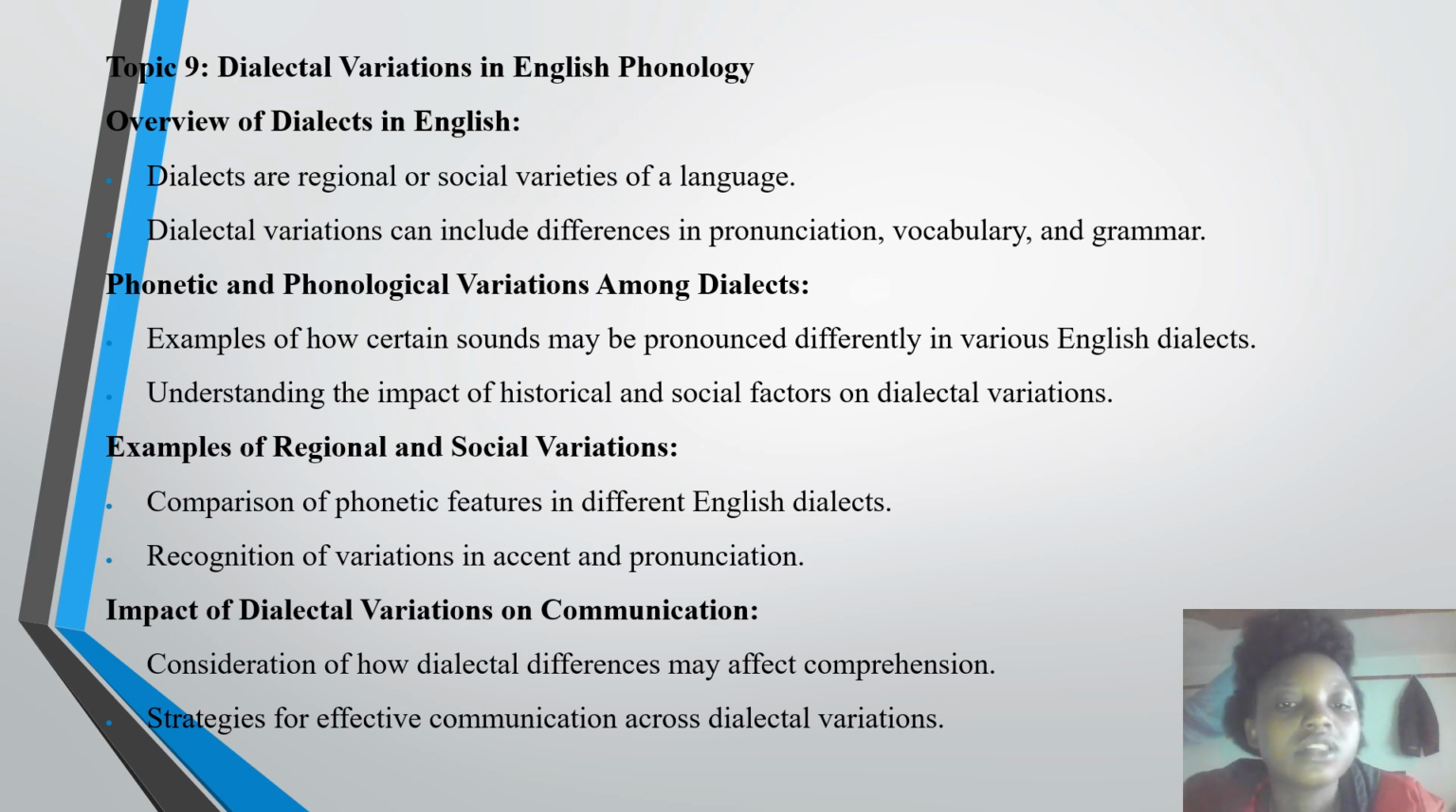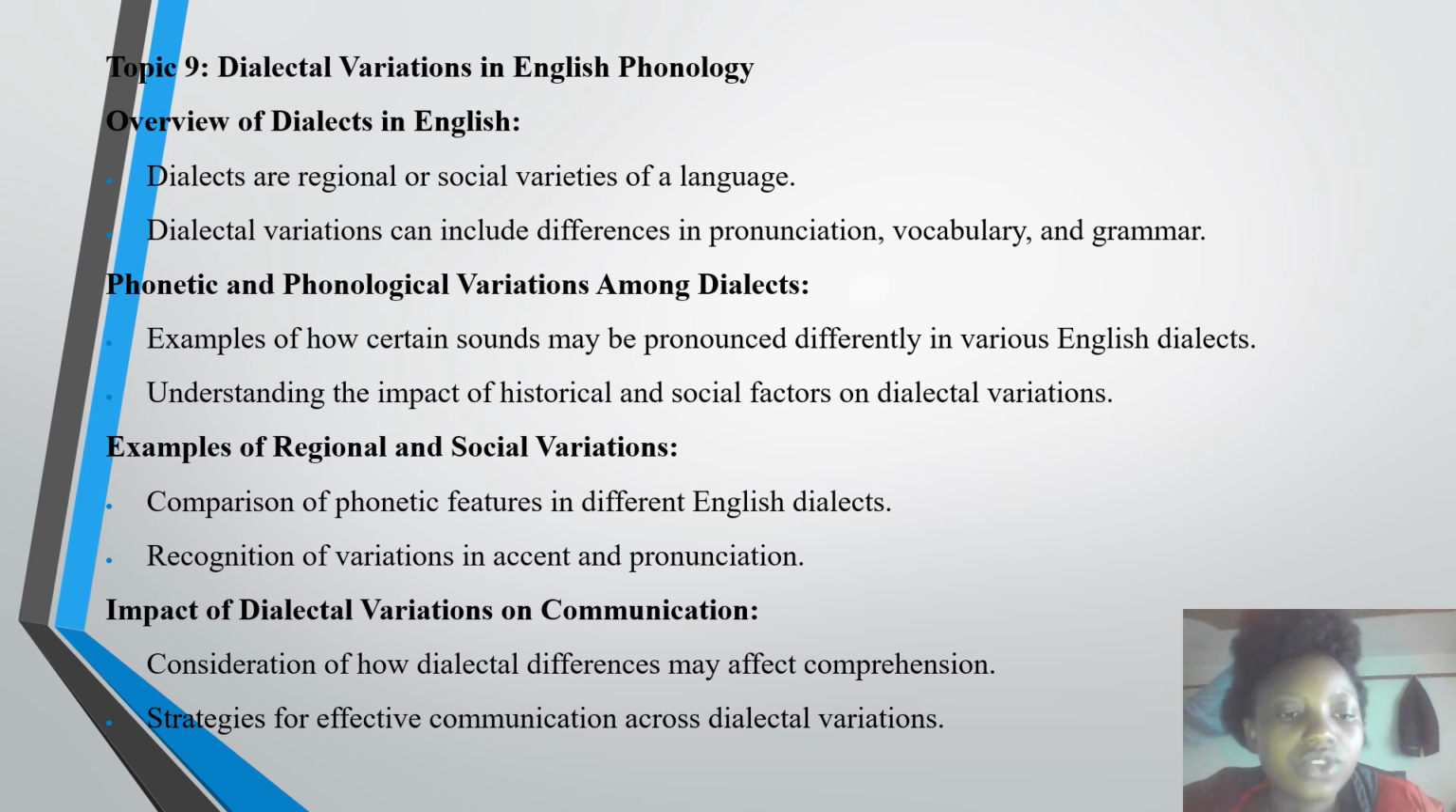Dialectal variations in English. Phonology overview of dialects in English. Dialects are regional or social varieties of a language. Dialectal variations can include differences in pronunciation, vocabulary, and grammar. Phonetic and phonological variations among dialects. Examples of how certain sounds may be pronounced differently in various English dialects. Understanding the impact of historical and social factors on dialectal variations.